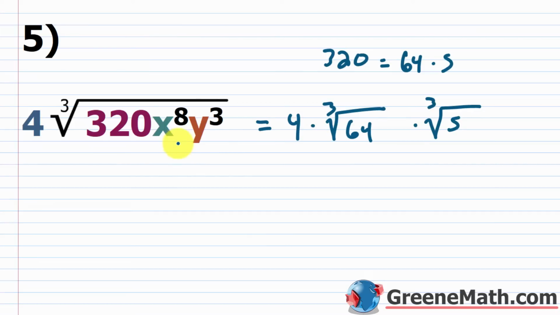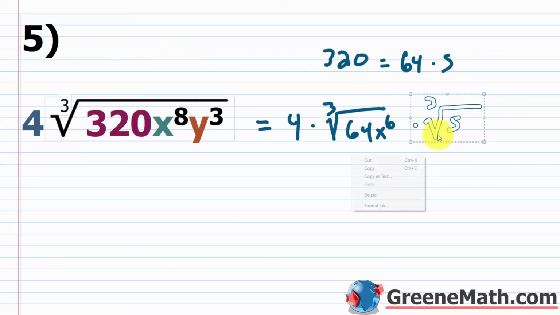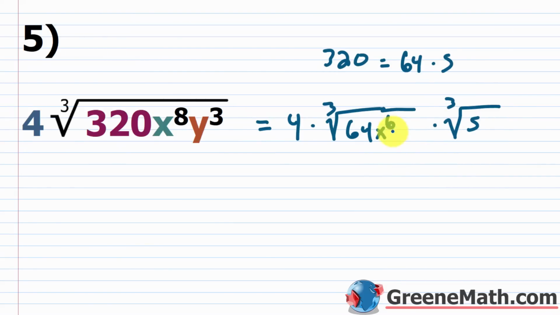So for this one, I'm going to go ahead and say that I want x to the 6th power, and I'll explain why in a second. Let me slide this down. And then for y, I just want to put the y cubed, right? Because this exponent exactly equals this index right here. So what do I need over there?